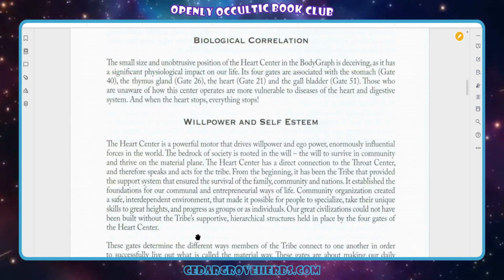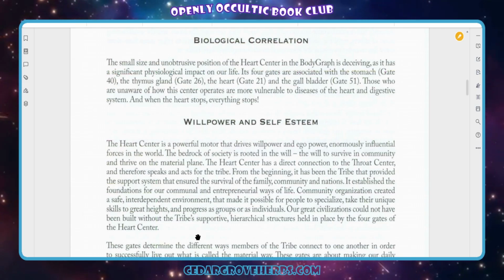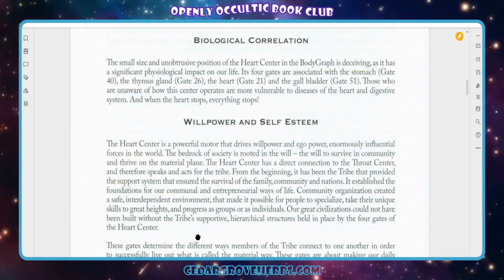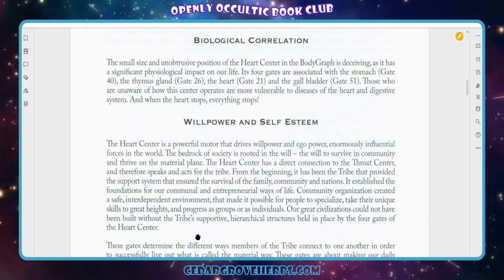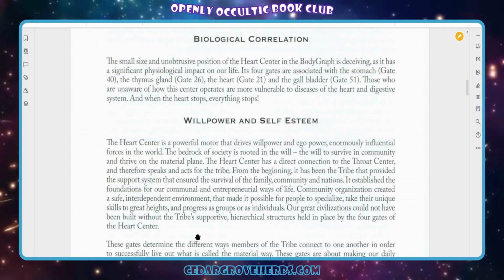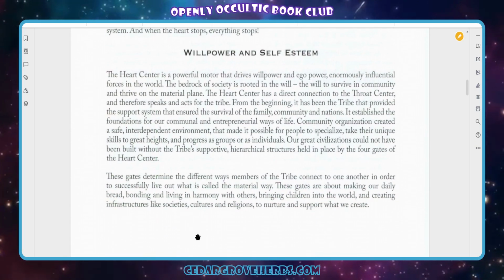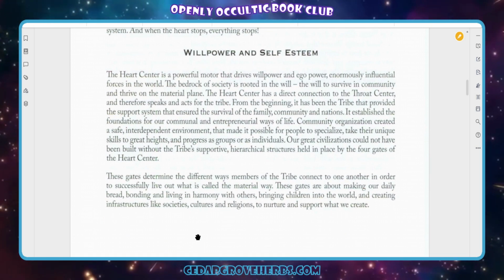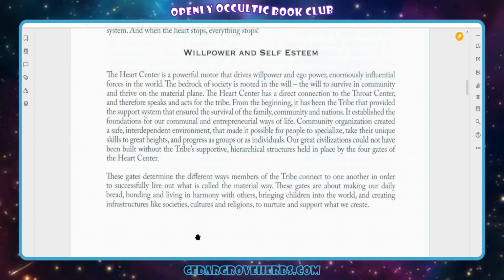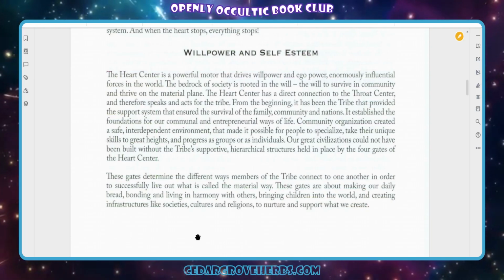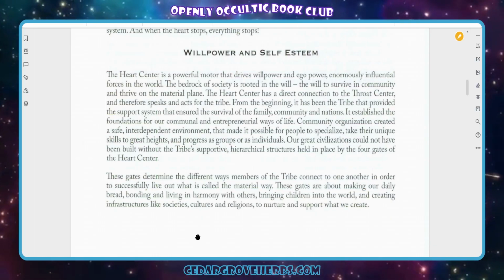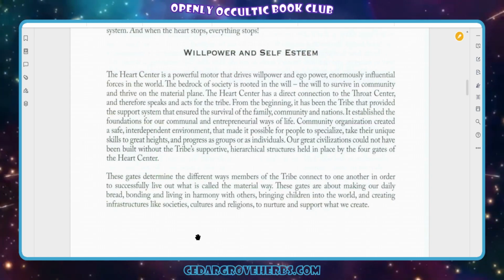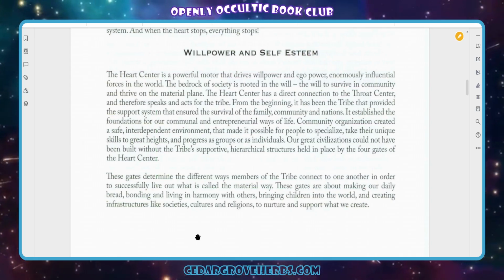So, more health information. Those who are unaware of how this heart center works are more vulnerable to diseases of the heart and digestive system. Willpower and self esteem. The heart center is a powerful motor that drives willpower and ego power, enormously influential forces in the world. The bedrock of society is rooted in the will to survive in the community and thrive on the material plane. The heart center has a direct connection to the throat center and therefore speaks and acts for the tribe.